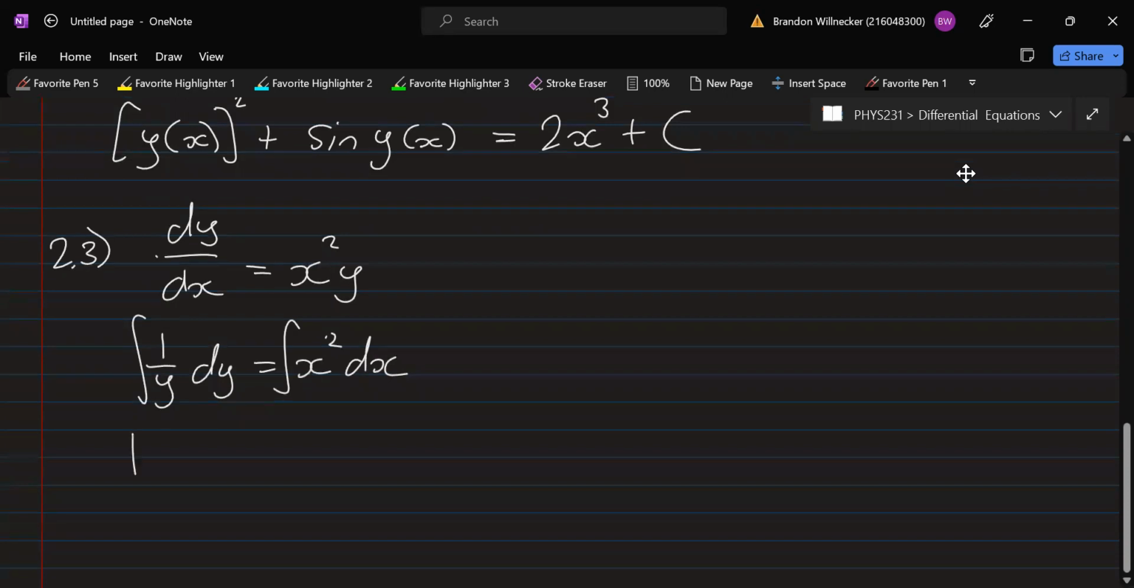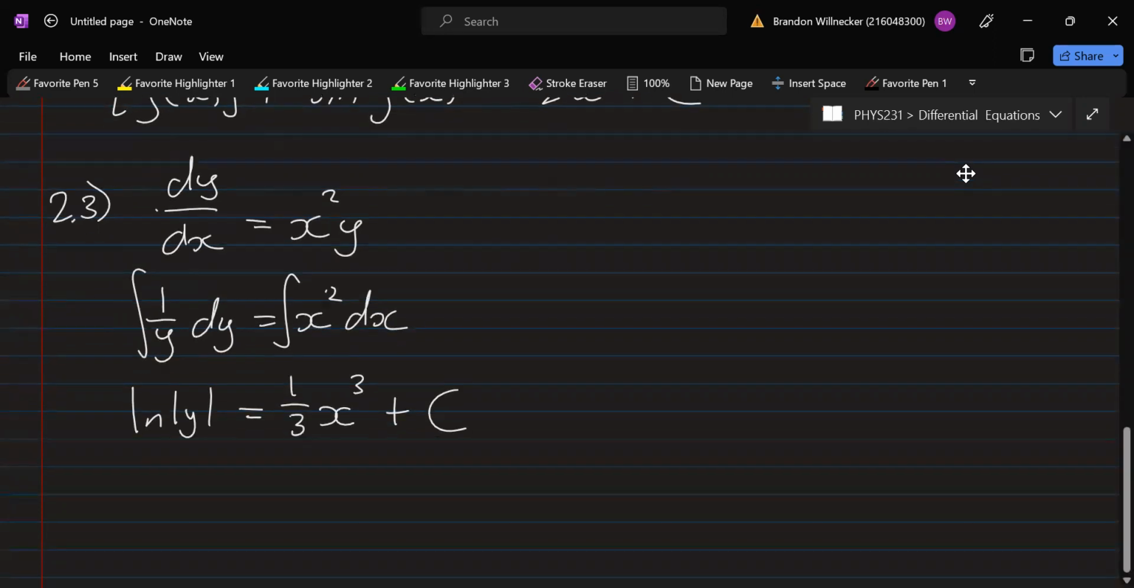Integrating 1 over y, that becomes the natural log of y. Integrating x squared, that's going to become 1/3 x cubed, and don't forget the plus c. Now, we don't want the natural log of y, we want y, so we can exponentiate both sides. So y is equal to e to the 1/3 x cubed plus c.